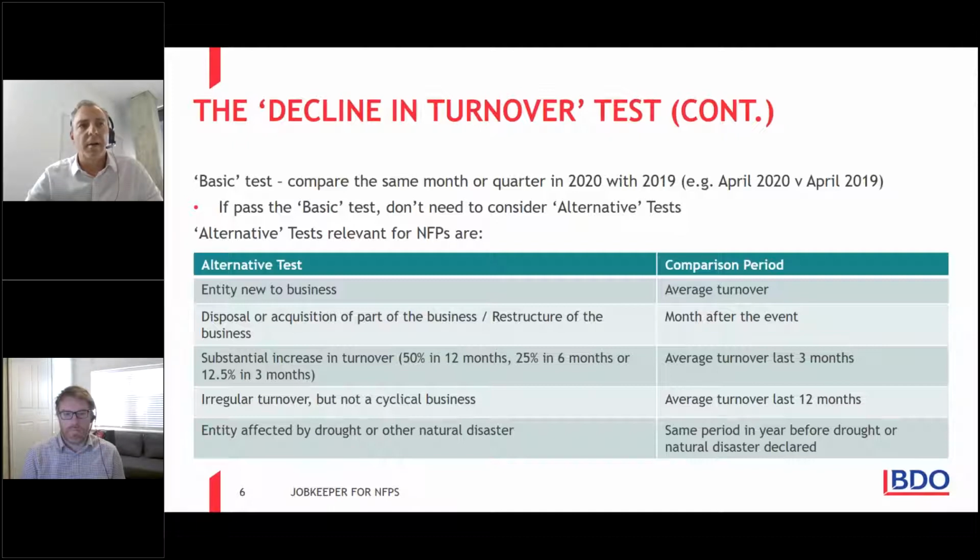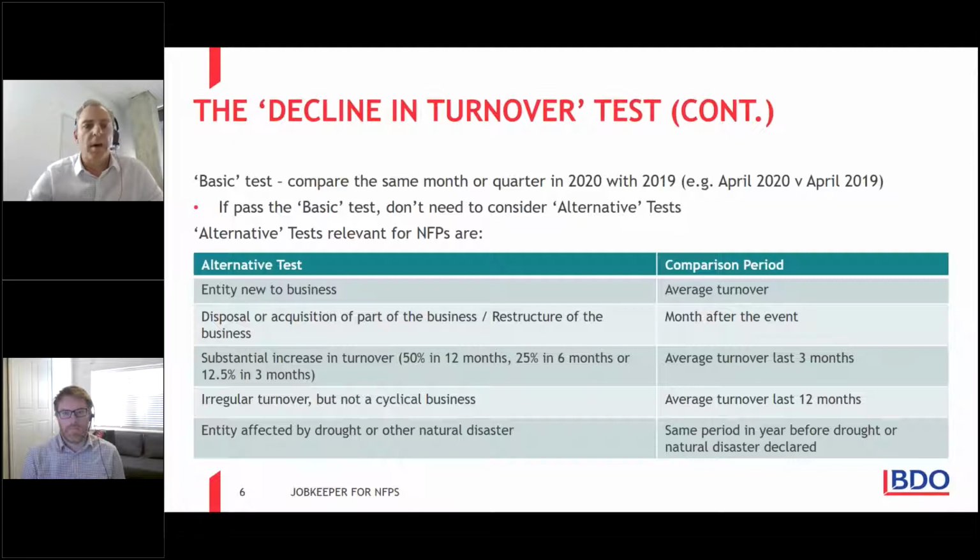If there's been an irregular turnover, this is where you've got more than a 50% difference between the highest quarter for your business during the year and the lowest quarter. So the lowest quarter is half or less of the highest quarter. You can do an average, but it can't be a seasonal business. If your business is seasonal, they say you've got an appropriate comparison 12 months ago, because you'd be at the same point in the cycle 12 months ago.